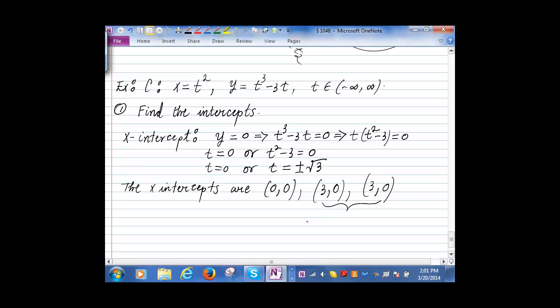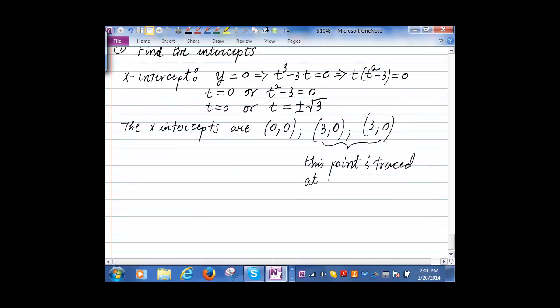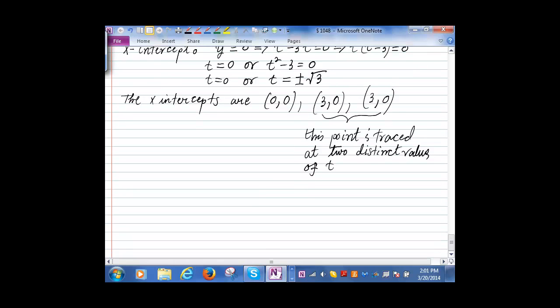So that means this point is traced at 2 different times, right? So this point is traced at 2 distinct values of t, which is plus or minus root 3. So we found the x-intercept.